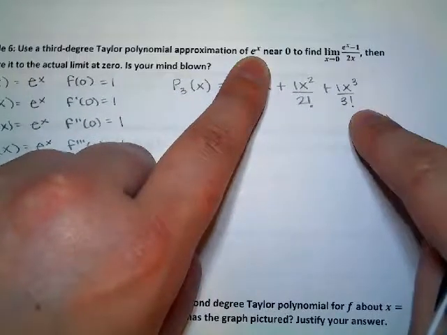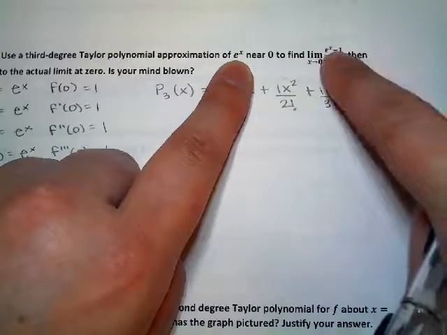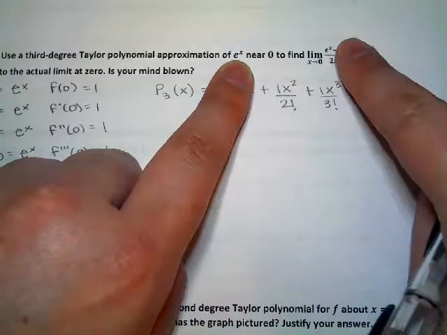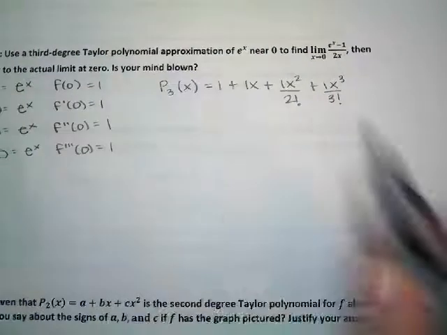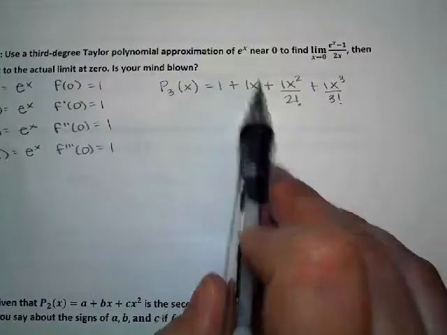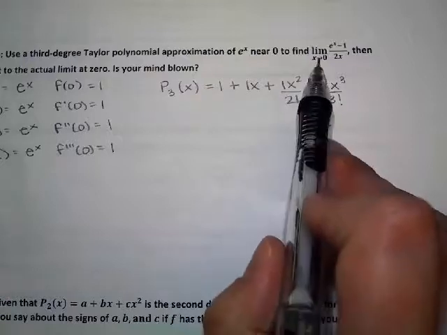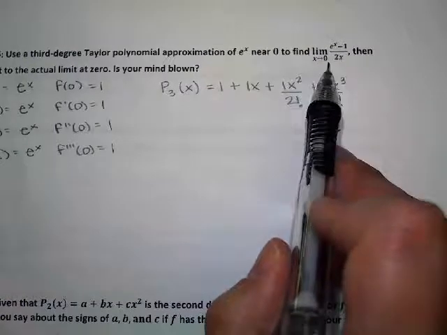All right, so now we have an approximation for e to the x, and we're going to take that approximation for e to the x, and we're going to plug it in for e to the x in this limit. We're just going to plug it in, because that's our approximation, okay? And they said to use that, and we use the approximation near 0, and so this is going to work if we're finding the limit as x approaches 0.